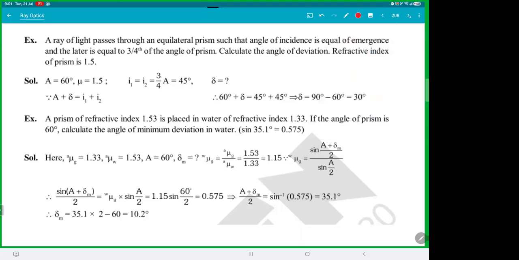See the first one? A light ray passes through an equilateral prism. So he gave you A is equal to 60 degrees. The angle of incidence is equal to the angle of emergence, so he said I is equal to E. And he also gave I plus E is equal to 3/4 A. Perfect. And if I is equal to E, that means R1 is equal to R2. Everything is done, just put in the deviation formula directly. So delta is equal to I plus E minus A. I know I, I know E, I know A. Done. Make sense? There's nothing more to do there. Look at the next one.